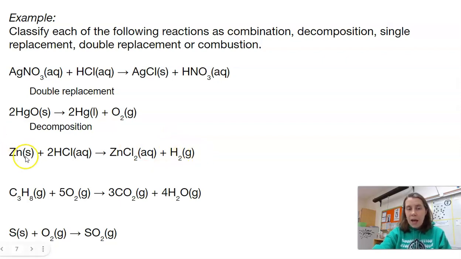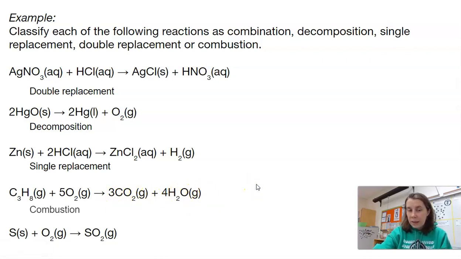Okay, so we had an element and an ionic compound, making an element and an ionic compound. So this is going to be a single replacement. Here we have carbon and hydrogen reacting with oxygen, and we get CO2 and water. So whenever those are your products, you should know immediately that's a combustion reaction. And then our last one, we have 2 elements, sulfur and oxygen, and they come together to make one product. So this must be a combination reaction.